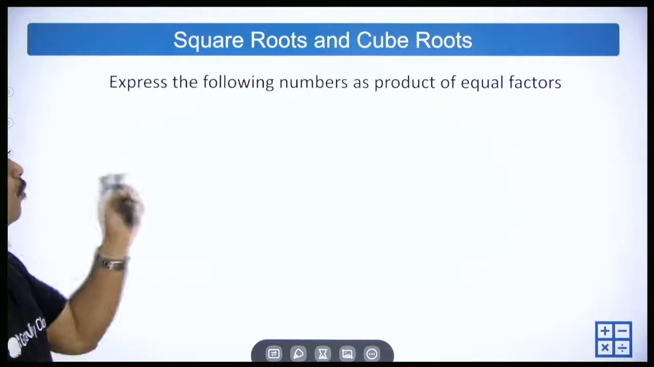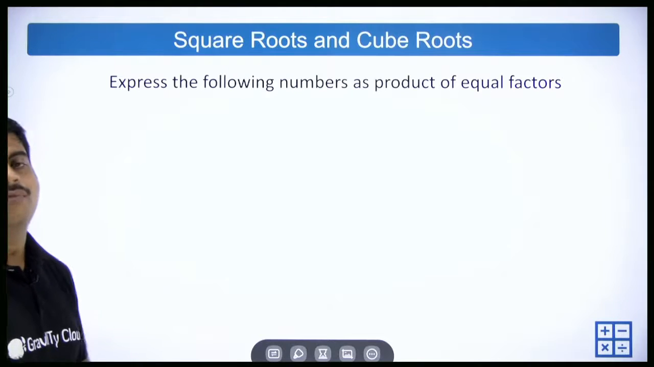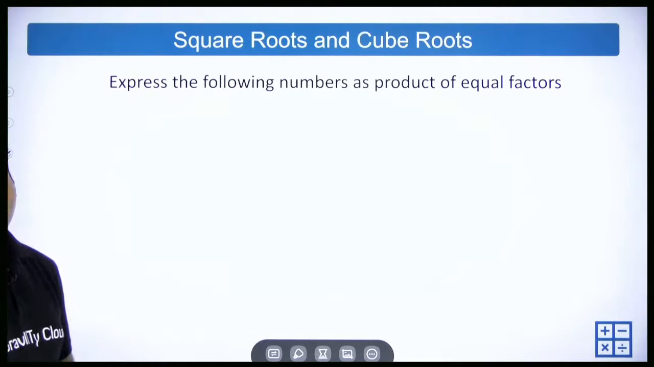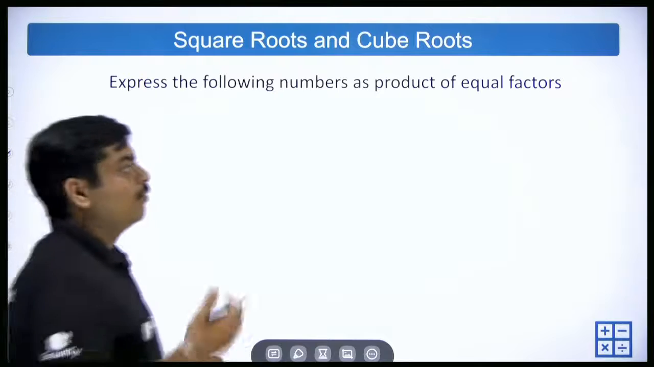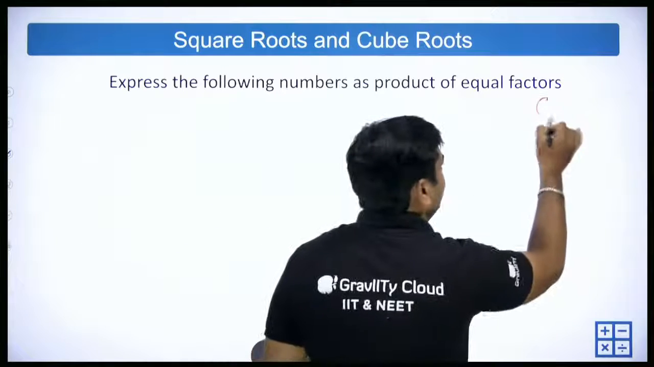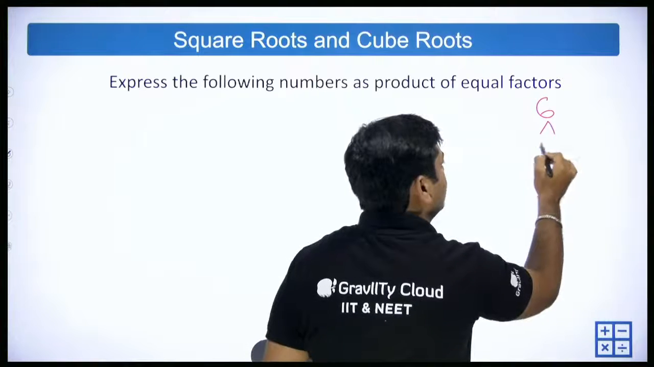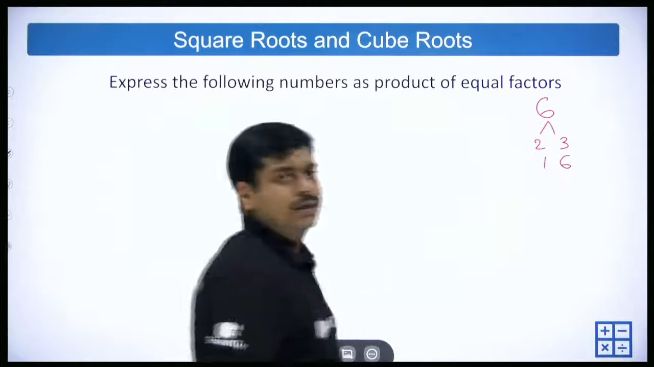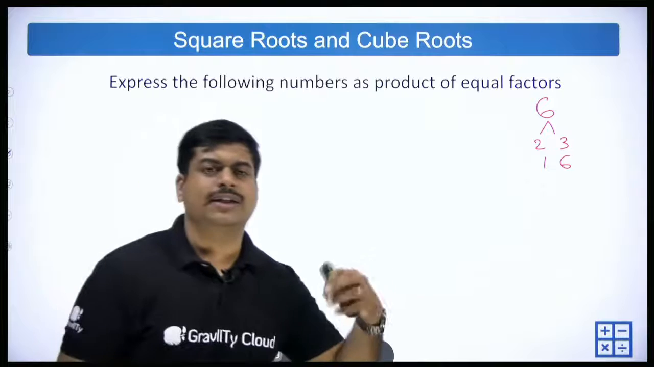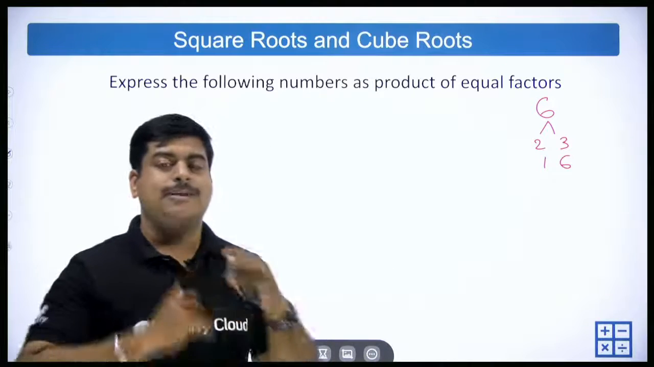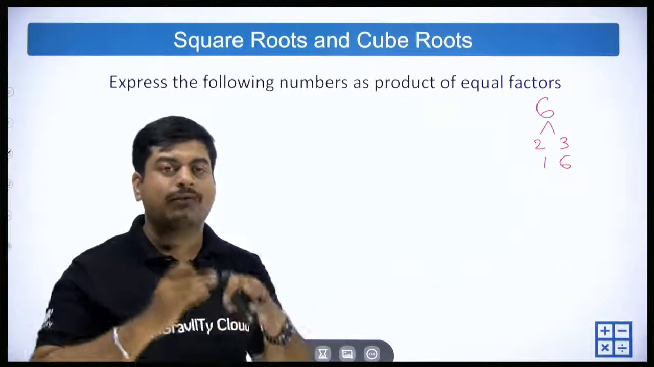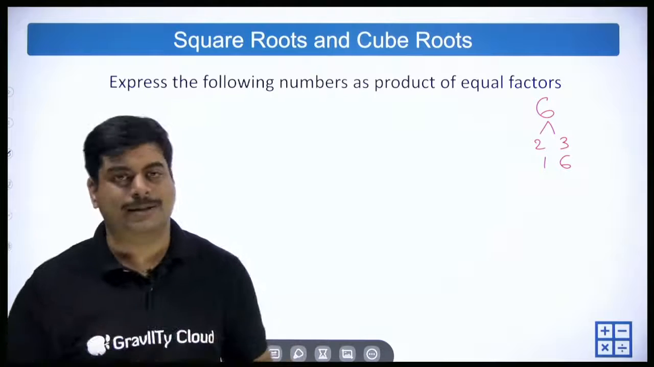Express the following numbers as a product of equal factors. That means if let's say you have a number 6, and you need to express that as a product of factors, we can write that as 2 into 3 or 1 into 6, right? 1 into 6, 6 into 1, 2 into 3, 3 into 2. So all these are expressing the same number in terms of its factors.